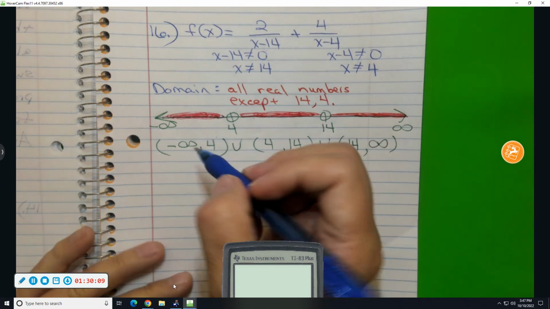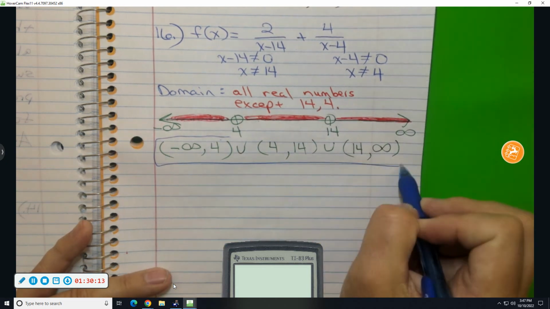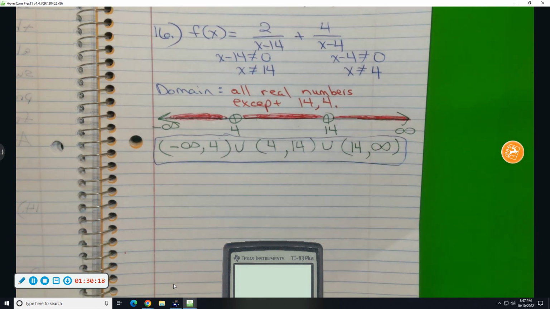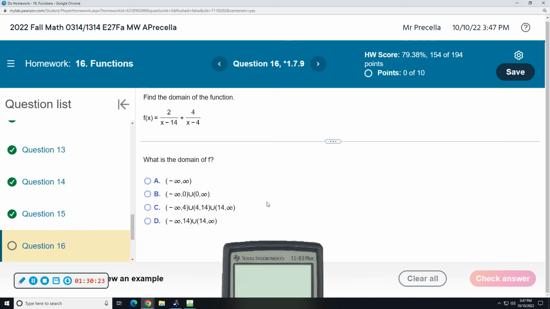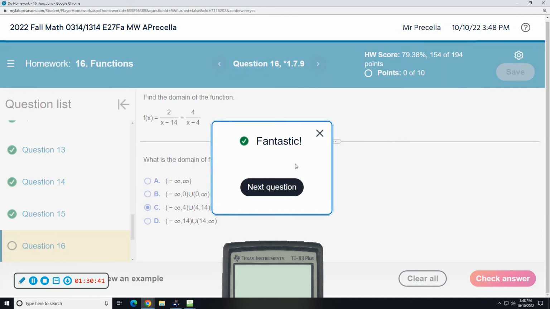Well, this is multiple choice. I bet we could have just looked at it once I drew the graph, and you could have picked out the interval notation, because this is multiple choice. They won't all be multiple choice. A, B, C, or D. Well, there's only one that has 3 distinct intervals. This is to the left of 4, between 4 and 14, and to the right of 14. Any questions there?